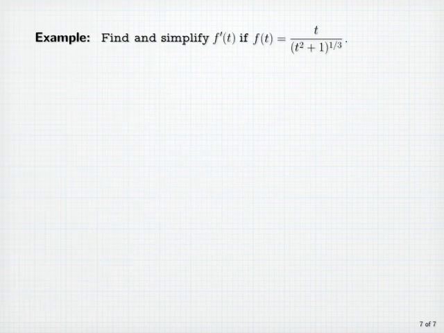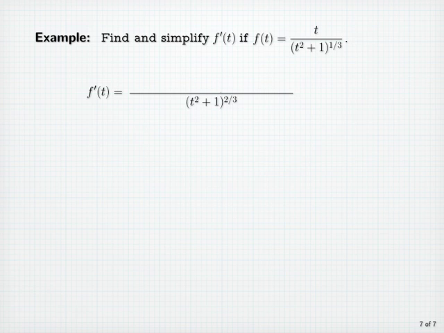Another example. Find and simplify f prime of t if f of t is t divided by (t squared plus 1) to the 1/3 power. We'll use the quotient rule here. F prime of t will be a quotient whose denominator is (t squared plus 1) to the 2/3 power, and the numerator will be the derivative of the top, which is 1, times the denominator, (t squared plus 1) to the 1/3, minus the numerator t times the derivative of the denominator, which is 1/3 (t squared plus 1) to the minus 2/3 power using the power rule, and the chain rule tells us to multiply by the derivative of the inside, which is 2t.